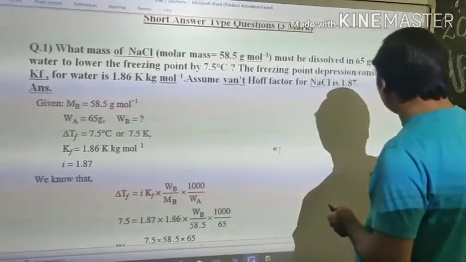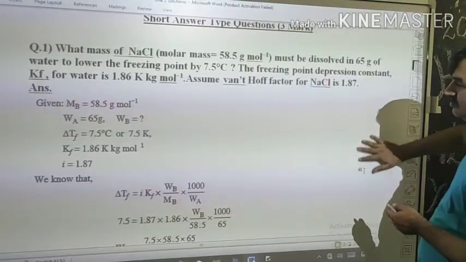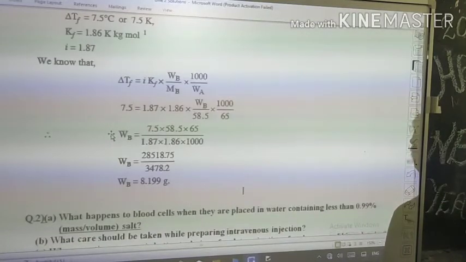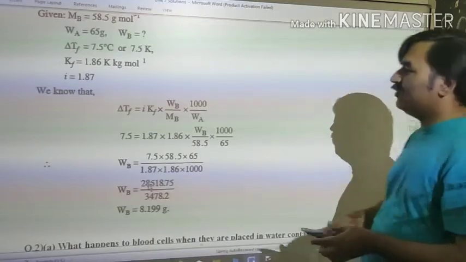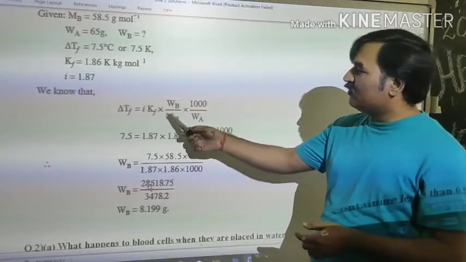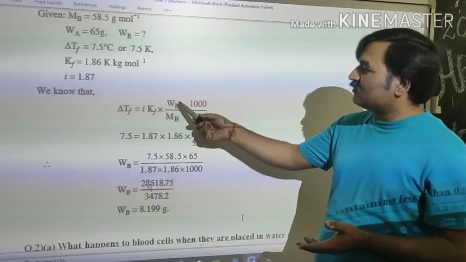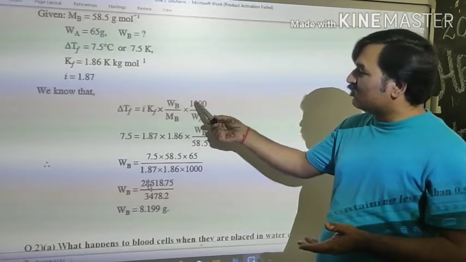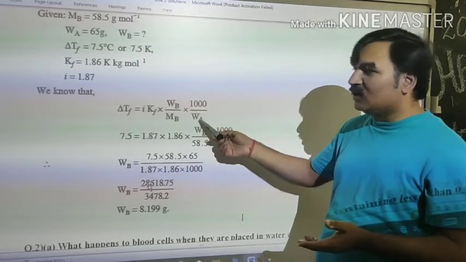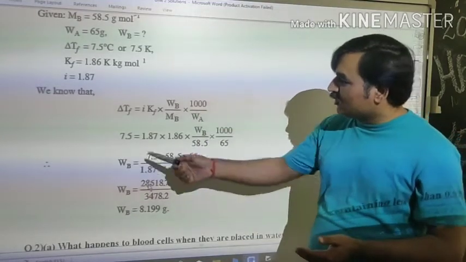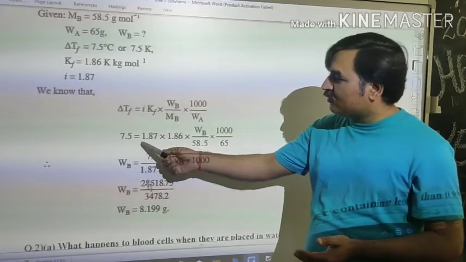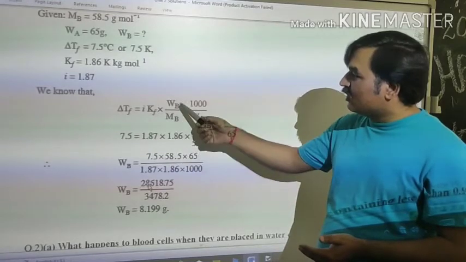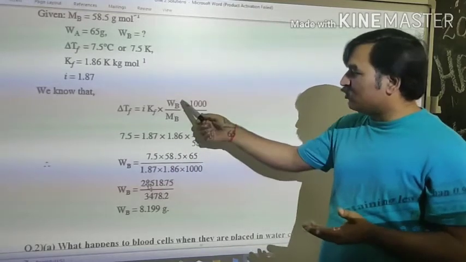So in this case we use the formula delta Tf equal to i into Kf into molality, that is, gram mass of solute upon its molar mass multiplied by 1000 upon gram mass of solvent. So now put the values. It is given you 7.5, i is 1.87, Kf is 1.86, and the gram mass of solute you have to find.